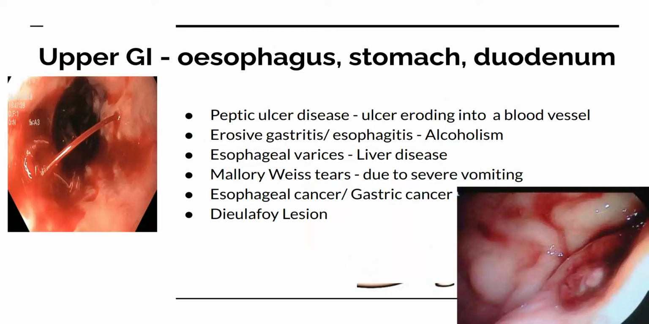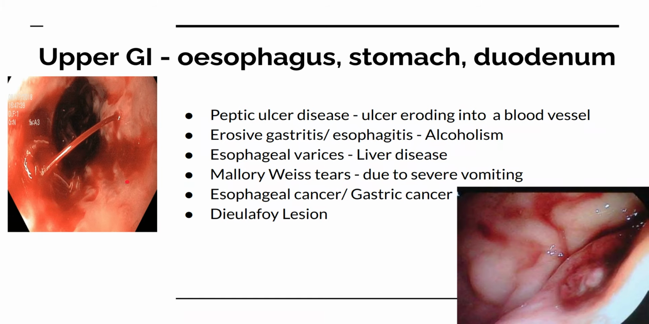So these are the most common causes of upper GI bleeding, and the very first cause is peptic ulcer disease. And if the ulcer erodes all the way into a blood vessel, this can lead to bleeding in the stomach. And also, alcoholism can lead to erosive gastritis or erosive esophagitis. Liver diseases like cirrhosis can lead to esophageal varices. On the left side, you can see a bleeding of an esophageal varices.